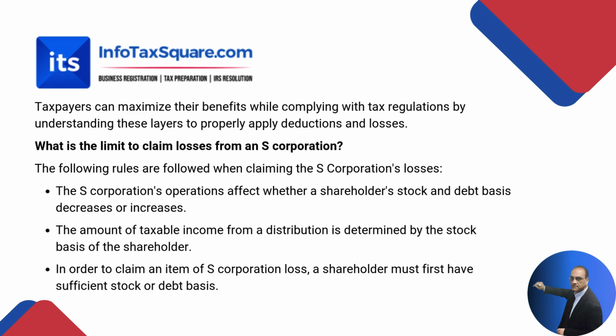Now we are going to discuss what the limit is to claim a loss from an S corporation. Number 1, the S corporation's operation affects whether a shareholder's stock and debt basis decreases or increases. Number 2, the amount of taxable income from a distribution is determined by the stock basis of the shareholder. And in order to claim an item of S corporation loss, a shareholder must first have sufficient stock or debt basis. I'm going to share with you a case study to explain how basis affects a pass-through entity.